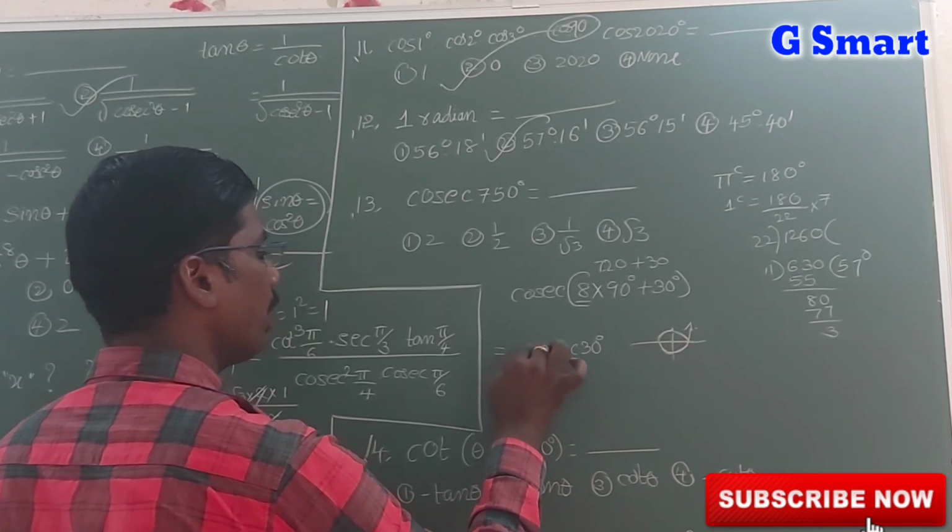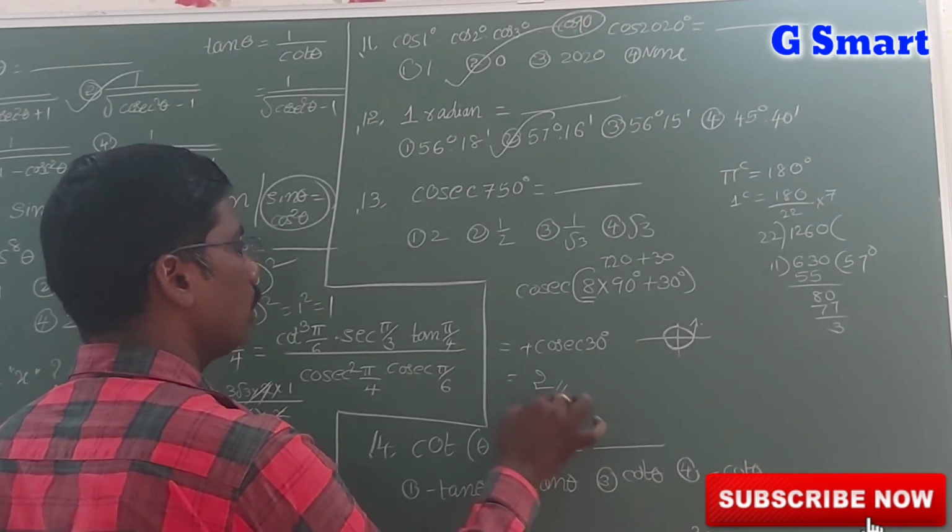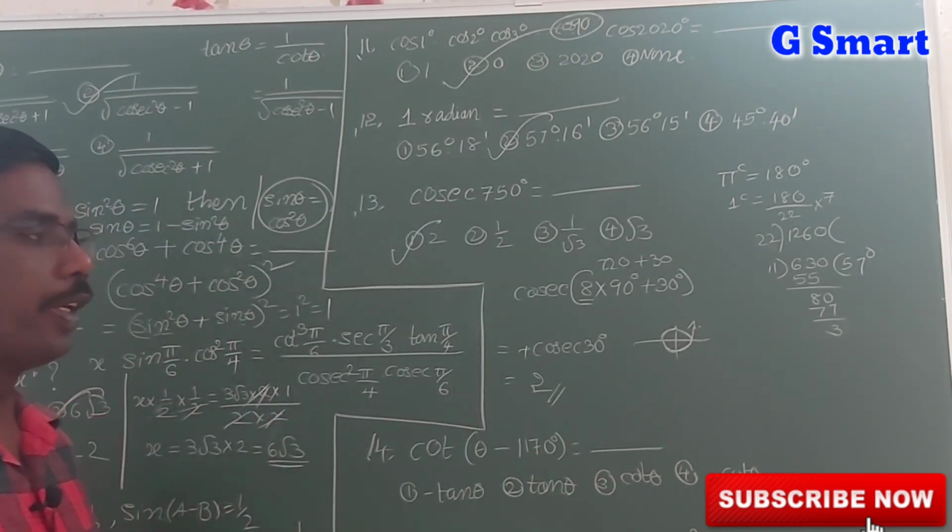In the first quadrant it is plus only. So sin 30 is equal to 1 by 2. Cosecant 30 is equal to 2. So the answer is 2. That is the first option. Next.